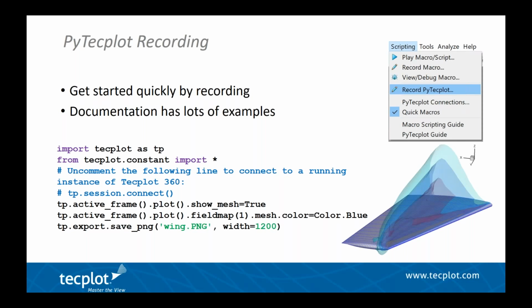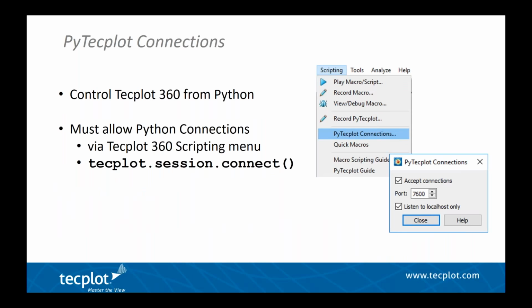So in this little code sample here, I've recorded a script that simply turns on the mesh and changes the mesh color to blue, and then finally exports an image. So you can see how relatively simple and expressive this API is, and how quickly you can get started with it. Now, our documentation does have a lot of examples, and we have a lot of screenshots, so you can really get started quickly by looking at the documentation as well. Now, you'll notice one line in this little script here that's commented out. It says tp.session.connect, and we'll talk about that on the next slide.